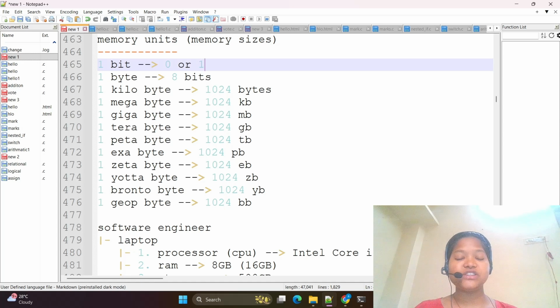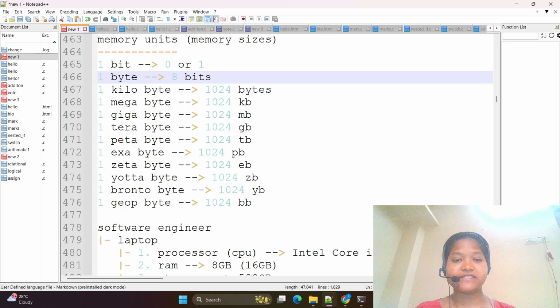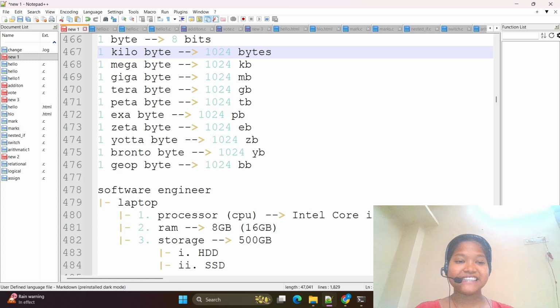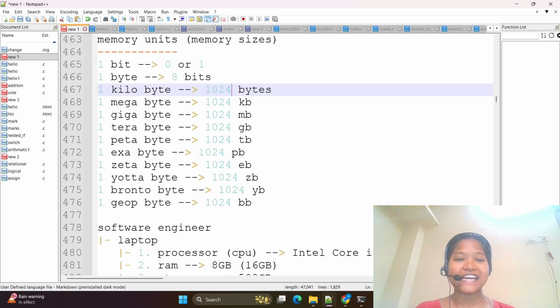1 bit means 0 or 1. 1 byte means 8 bits. 1 kilobyte means 1024 bytes. In the same way, byte, kilobyte, megabyte, gigabyte, terabyte, petabyte, exabyte, zettabyte, yottabyte. These are the different sizes of memory, where we store some data or value.